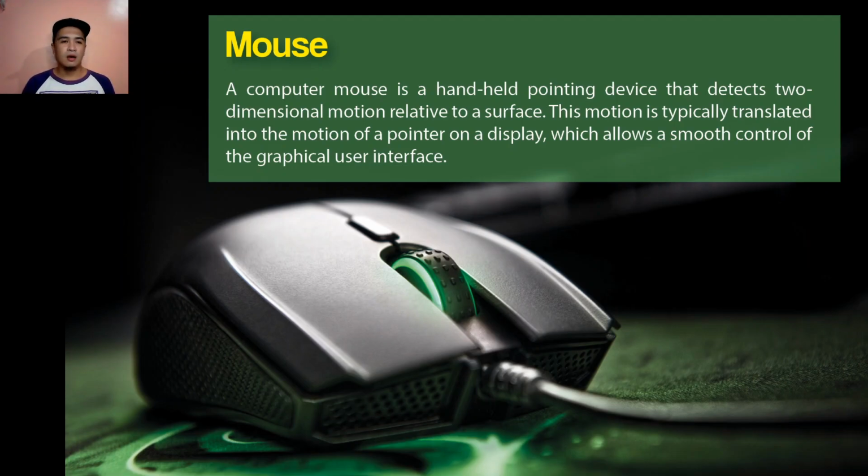And we have the wired mouse. Just like what the photo shows, a mouse connected to a wire, we call it a hardwired mouse. We also have a wireless mouse, just like this one. This works via Bluetooth.